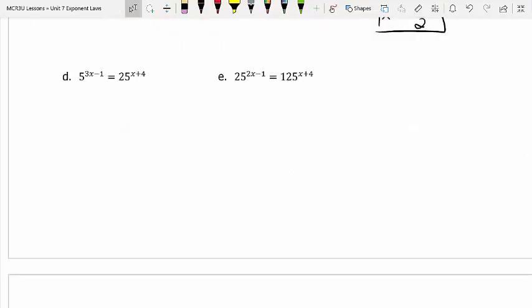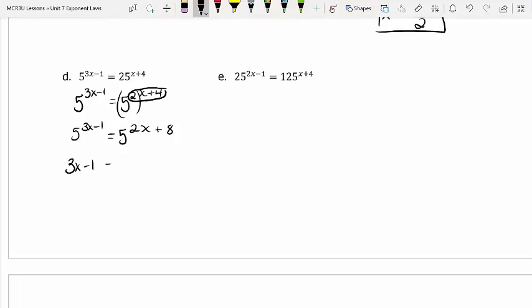Okay, let's try this one. So we don't have like bases, but I can change 25 into an exponent with a base of 5. Now I can simplify this by using the power of a power rule. And now I have like bases, so I can ignore the bases, and all I have to solve is 3x minus 1 equals 2x plus 8.